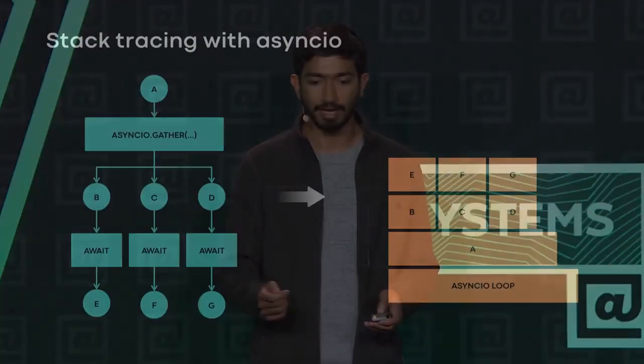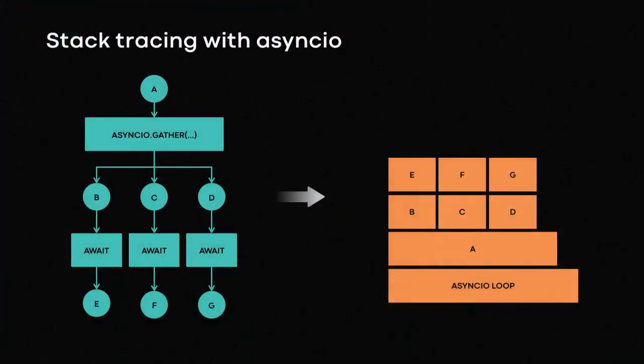Consider the call tree on the left. We have a coroutine A that gathers 3 coroutines B, C, and D. When you look at the perf data, you expect to see a flame chart like the one shown on the right. We have A show above the event loop, or the async.io loop, and we have coroutines B, C, and D show up above A.